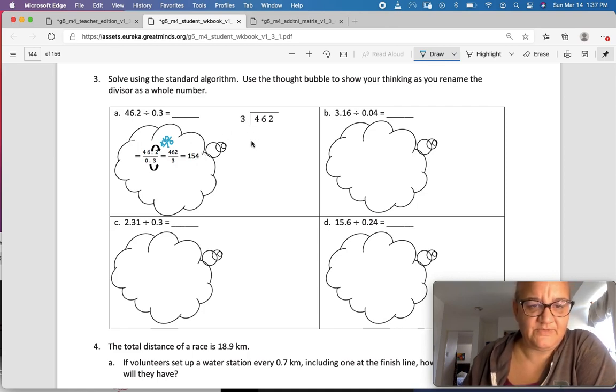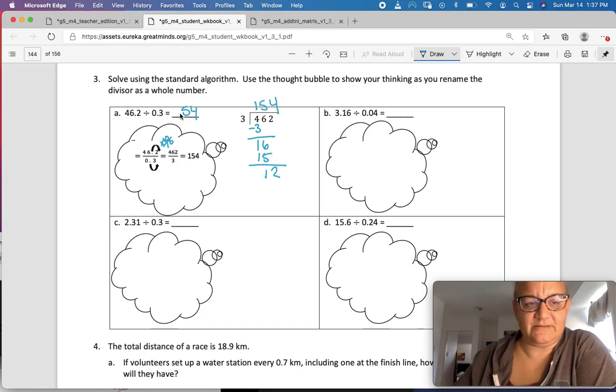Okay, so they moved it over. They moved it over one space. So 3 into 4 goes 1 time. 1 times 3 is 3. Then I'm going to bring down the 6 from the 10 spot. 3 into 16 is 5. 5 times 3 is 15. Then I'll bring down that 1 from the 10 spot and the 2 from the 1 spot. 3 into 12 is 4, so my answer is 154. 154. Okay.